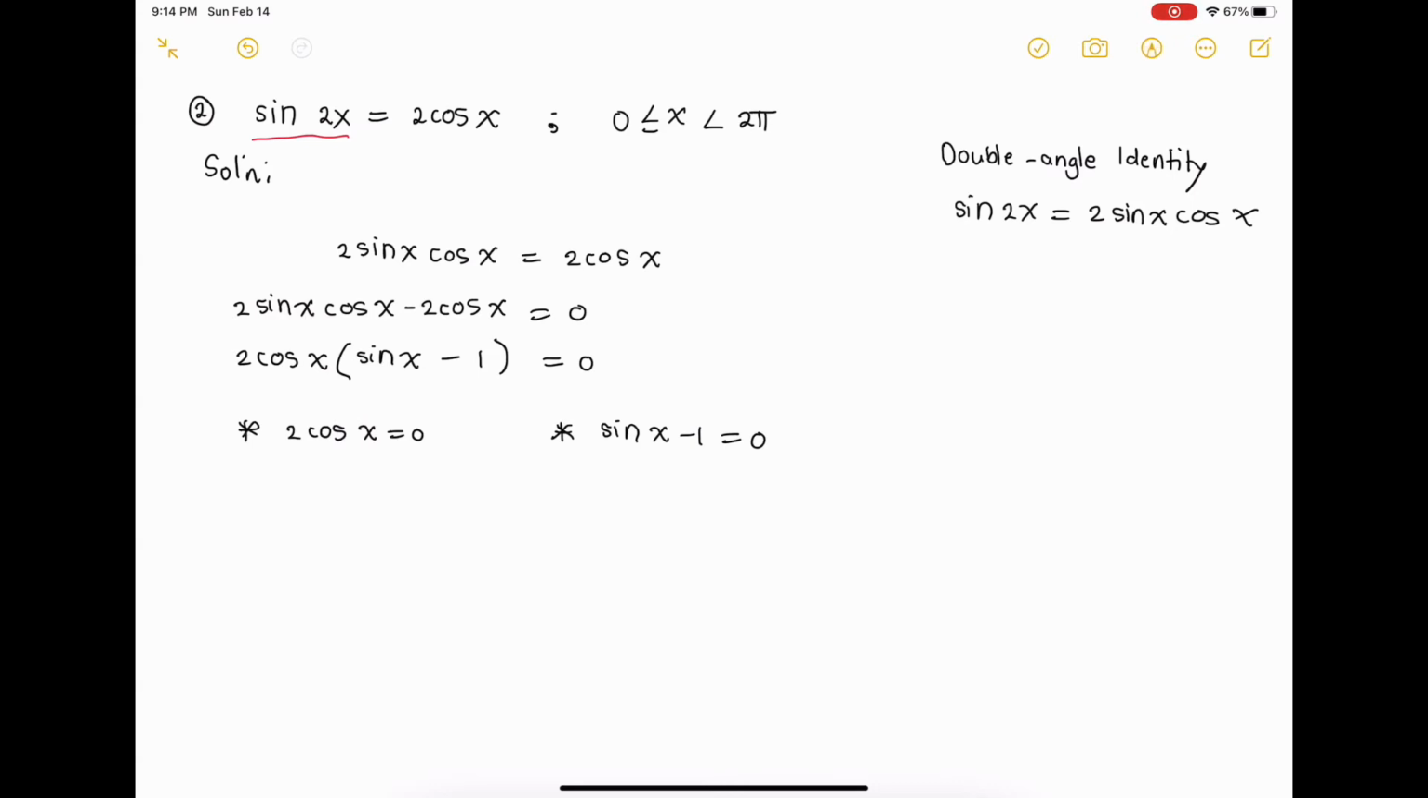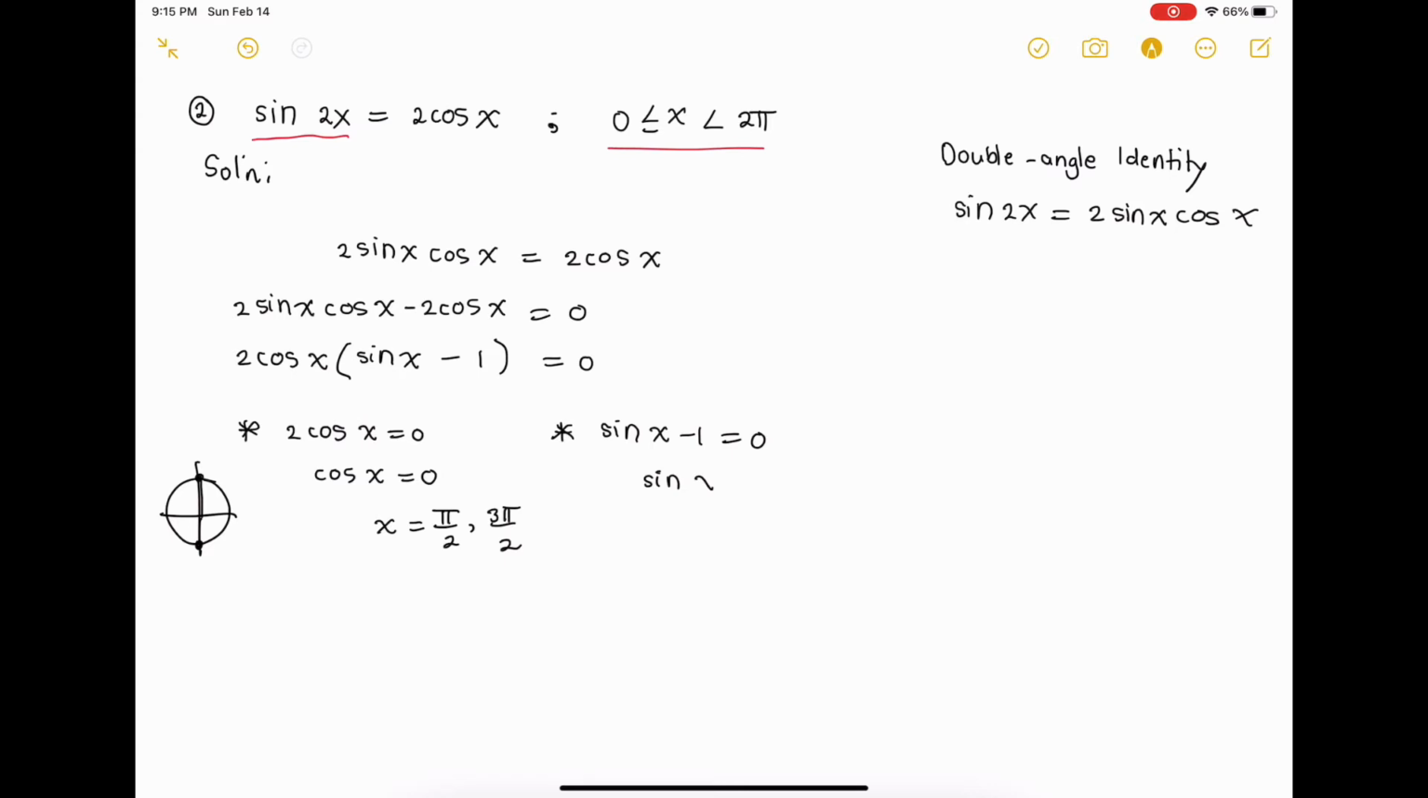First part, divide both sides by 2. We have cosine x equals 0. Find the value of x. Do not forget the interval. X is greater than or equal to 0 but less than 2 pi. Our final answer should only be part of that interval. So for the first part, the x values are pi over 2 and 3 pi over 2. That will yield a cosine of 0.